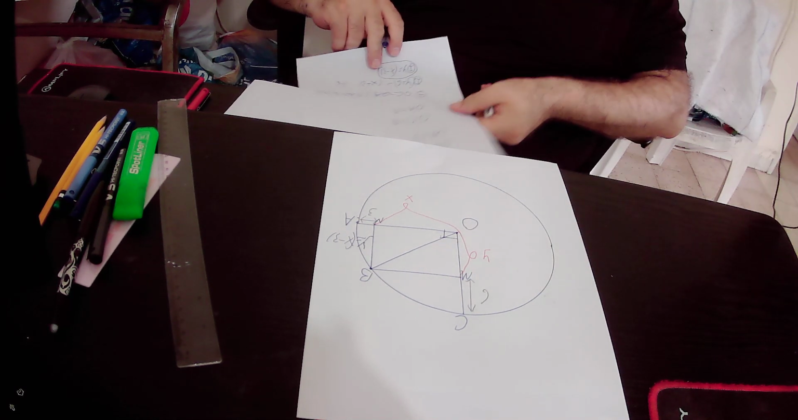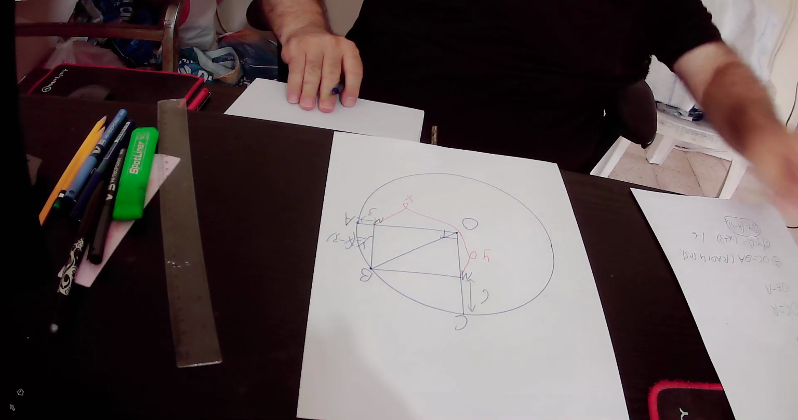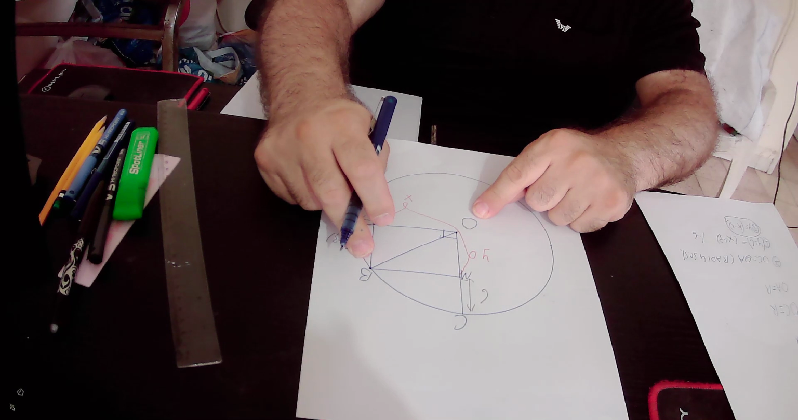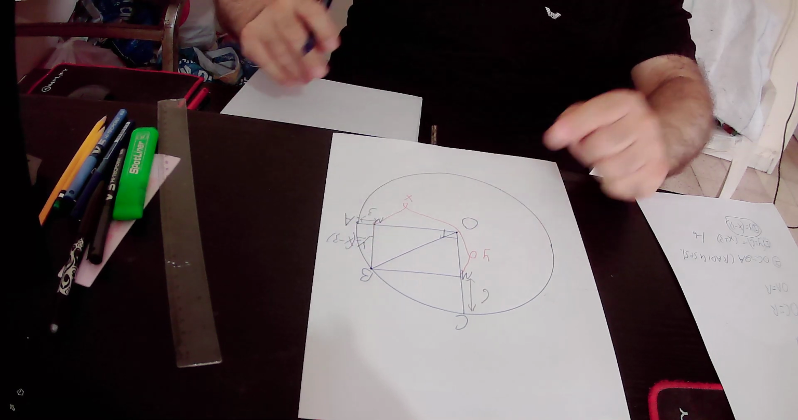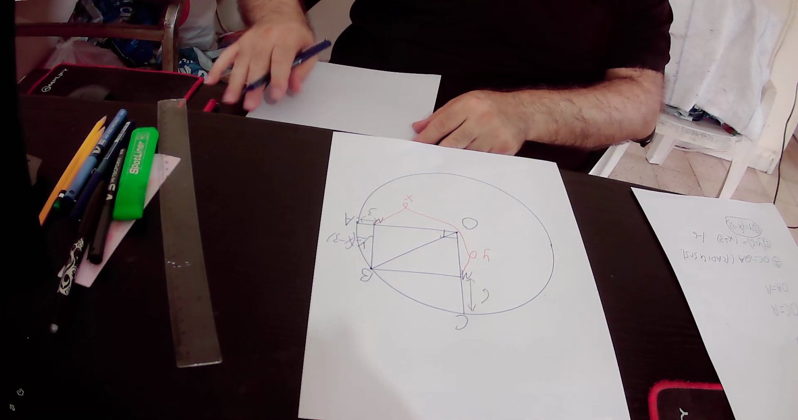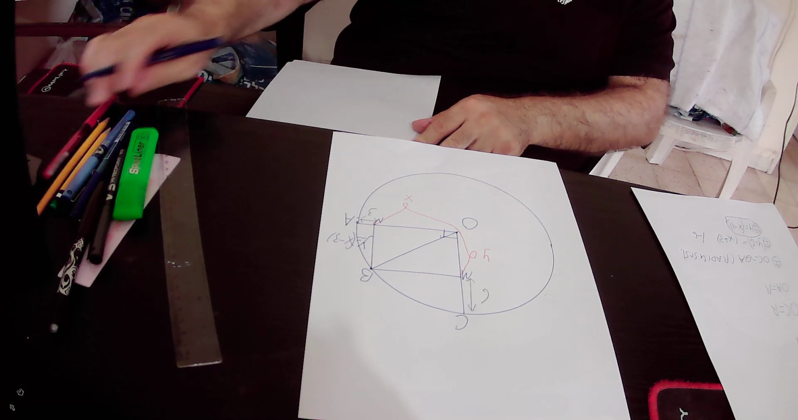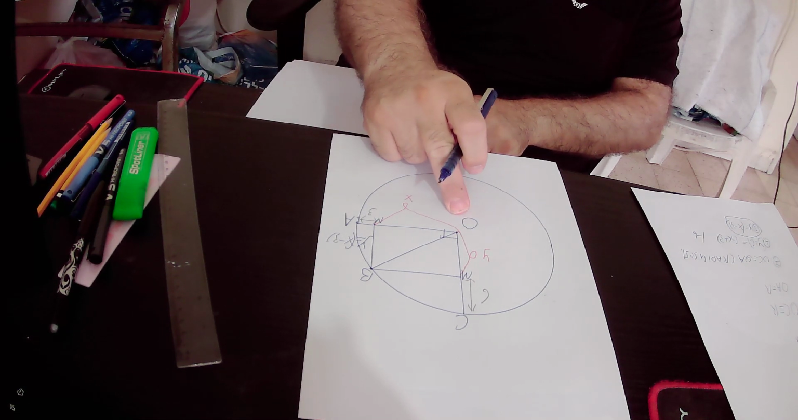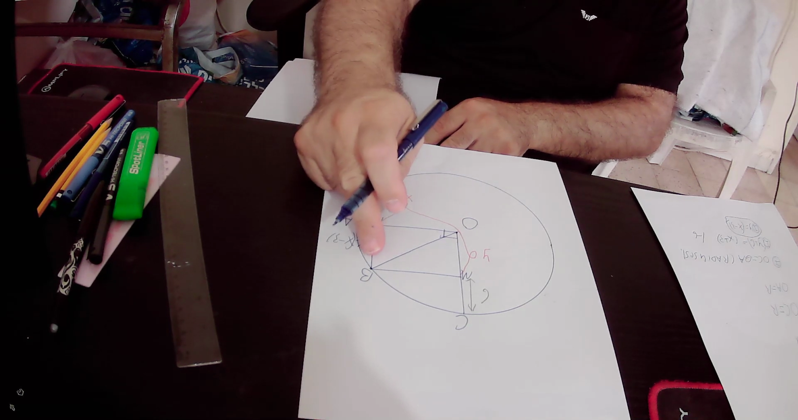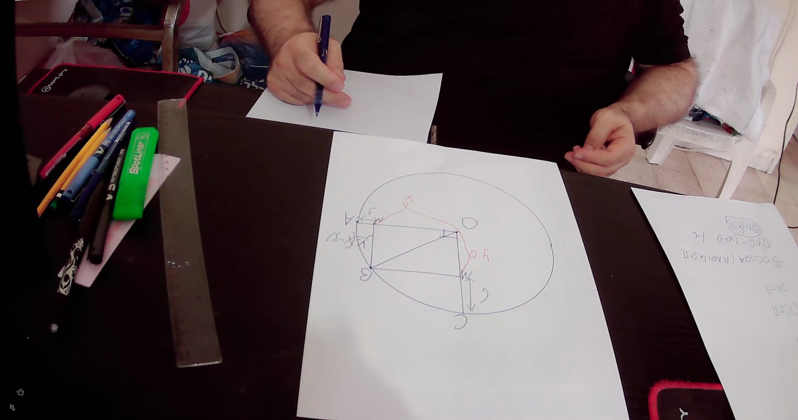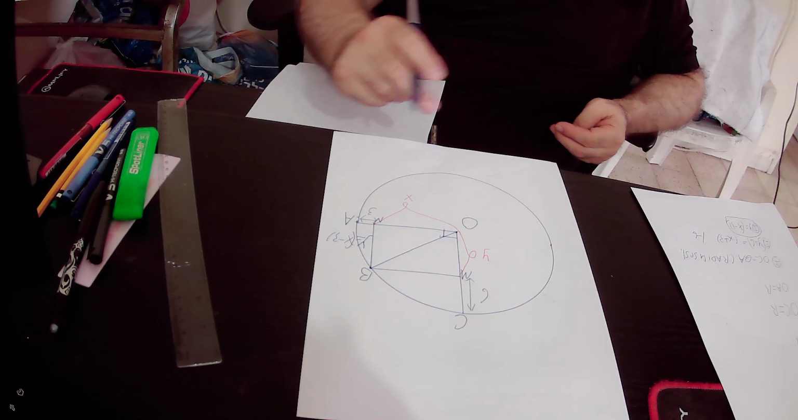And actually, line segment OB is also the radius of this circle, because it starts from point O, that is the center of this circle, and ends at point B, that is a point on the circle itself. For that reason, OB is the radius of this circle.